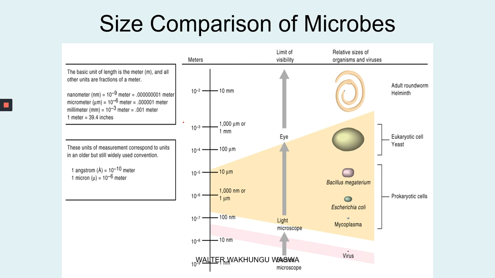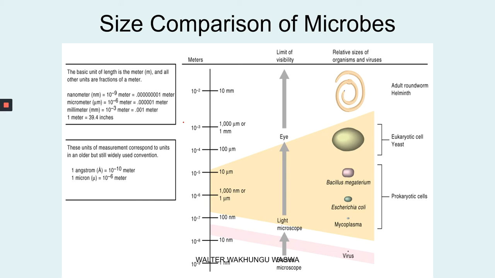Let's now try to see the size comparisons of microbes. The basic unit of length is the meter, and all other units are fractions of a meter. A nanometer is 10^-9 meter. A micrometer is 10^-6. A millimeter is 10^-3.